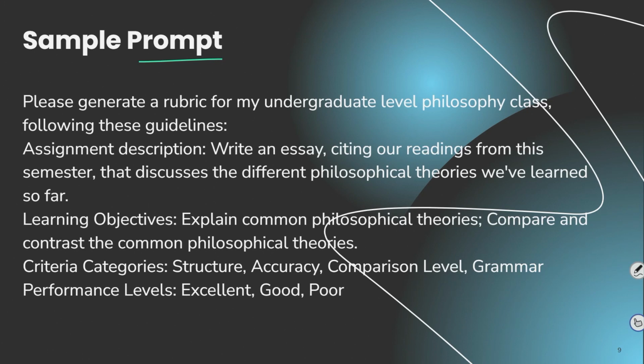Please generate a rubric for my undergraduate level philosophy class following these guidelines. Assignment description, write an essay citing our readings from this semester that discusses the different philosophical theories we've learned so far. Learning objectives, explain common philosophical theories, compare and contrast the common philosophical theories. Criteria categories, structure, accuracy, comparison level, and grammar. And I do like the performance levels excellent, good, and poor for this one.